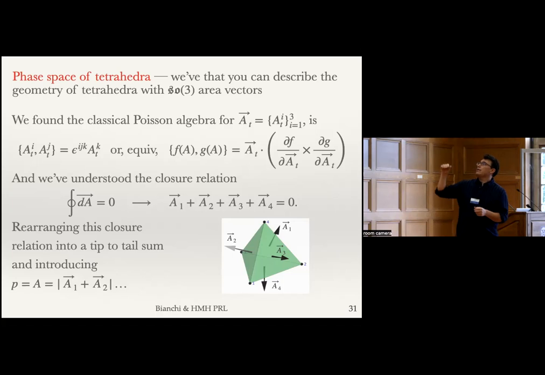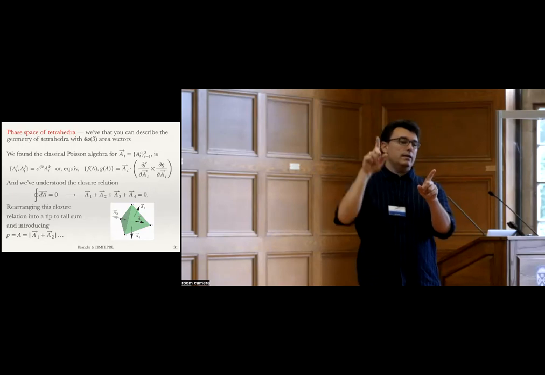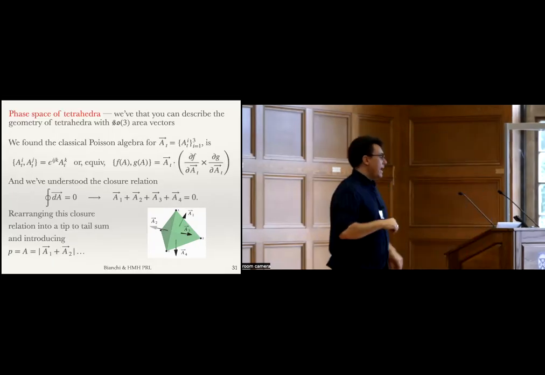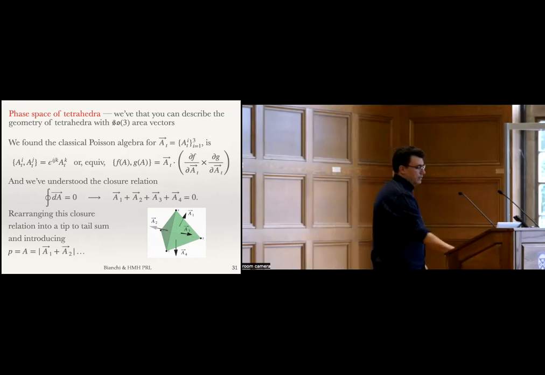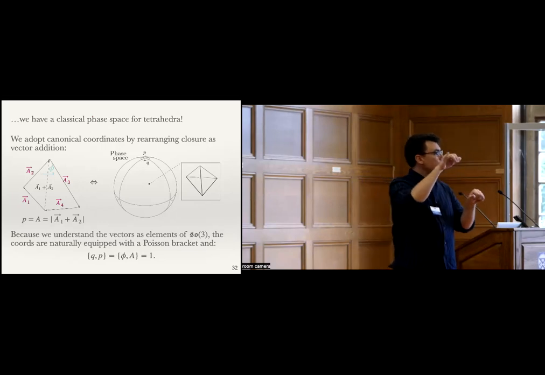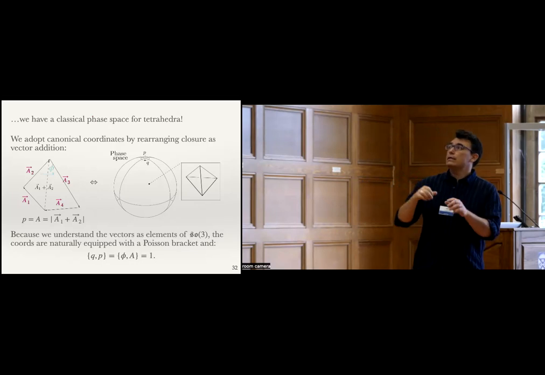So recall that we had the closure relation of our area vectors. This was our gravitational Gauss law, and it had a symmetry algebra. It was the SO(3) symmetry algebra. Let's take those area vectors. We know they have to sum up to 0, and let's rearrange them so that they're end-to-end in space. And let's introduce the diagonal. The reason for doing this is that the space of tetrahedra that have fixed magnitudes for their areas becomes a spherical phase space. You can see this as follows.